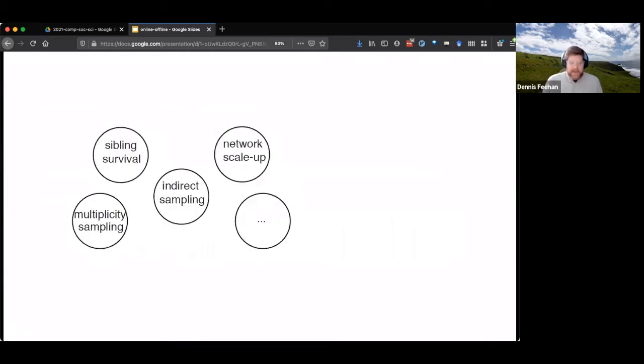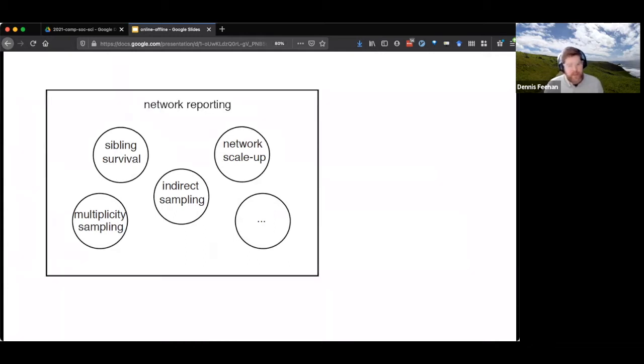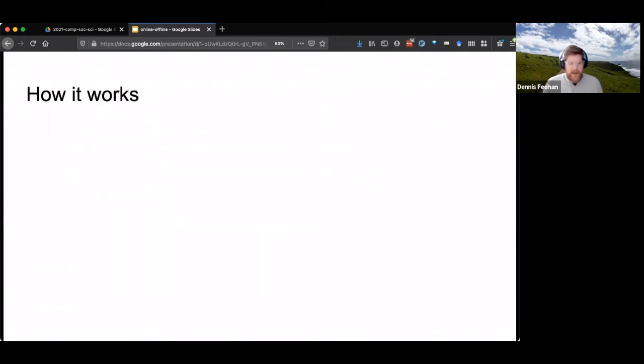And there's a lot of different methods that have arisen in different literatures that use this basic idea of asking people to report about others. And I'm going to describe today this network reporting framework, which is a way to try to bring these different methods into the same kind of analytical framework.